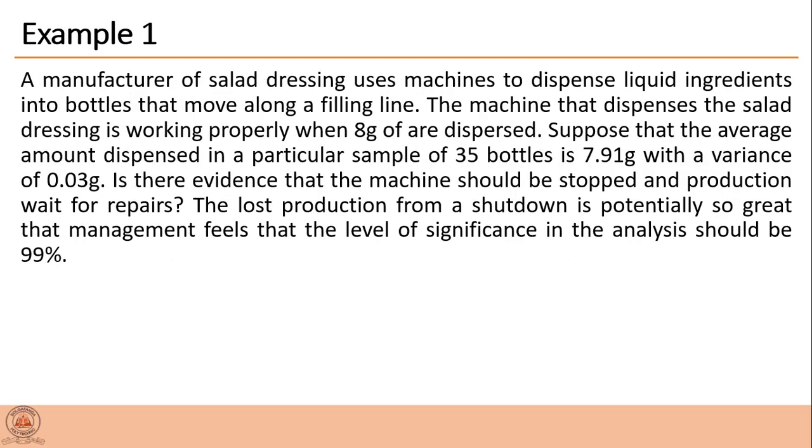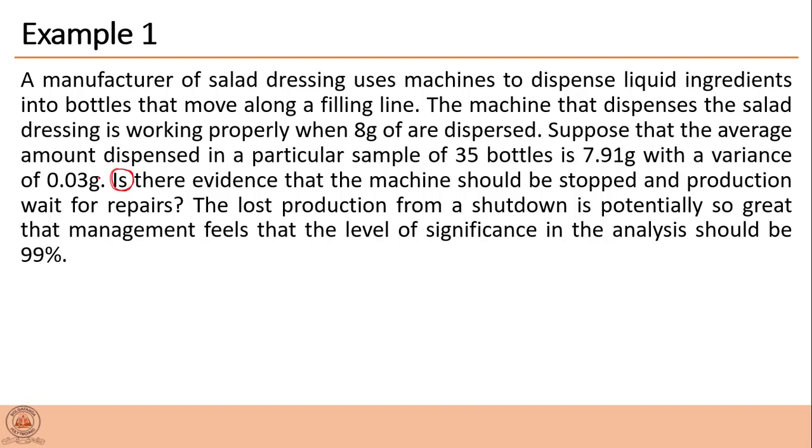Let's take an example. A manufacturer of salad dressing uses machines to dispense liquid ingredients into bottles that move along a filling line. The machine that dispenses the salad dressing is working properly when 8 grams of salad dressing are dispensed. Suppose that the average amount dispensed in a particular sample of 35 bottles is 7.91 with a variance of 0.03. Is there evidence that the machine should be stopped and production wait for repairs? That is question number 1.